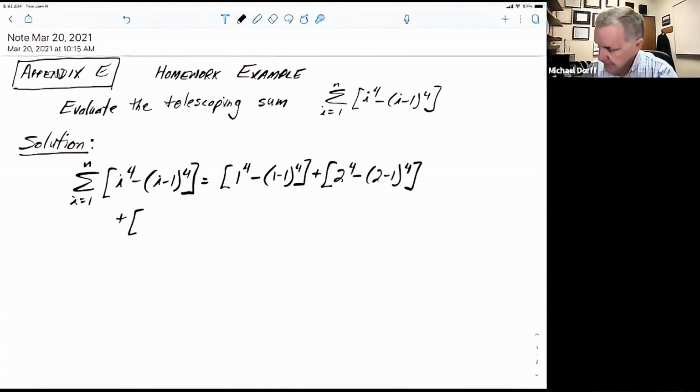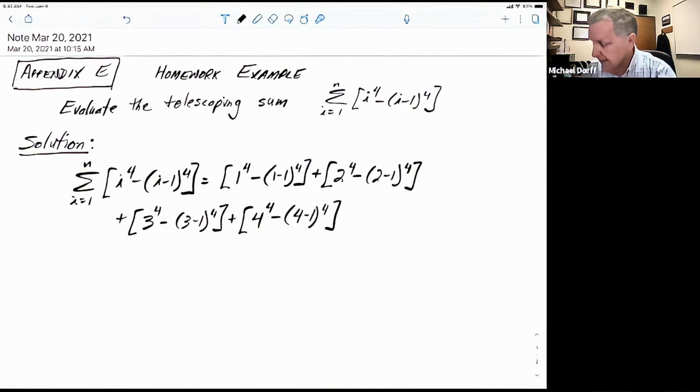Let's do the third term. So that's i equals 3. So I have 3 to the fourth minus (3 minus 1) to the fourth. And we'll do one more term in this order. We'll do i equals 4. So I have 4 to the fourth minus (4 minus 1) to the fourth. And I think you can see the pattern there, what's happening.